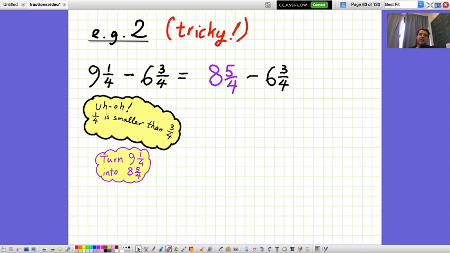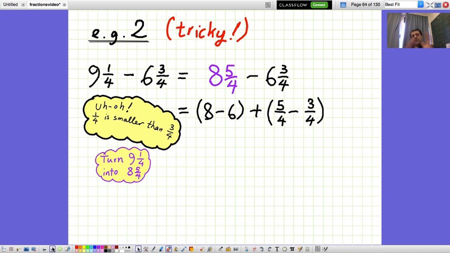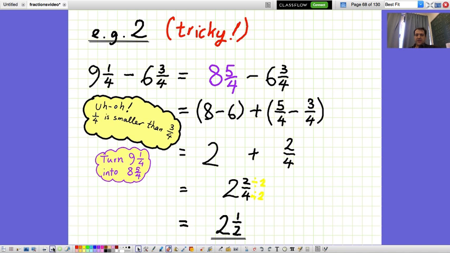Having done that, I can just do what I did before, which was to split it into the numbers and the fractions. So the 8 minus the 6, and then the 5/4 minus the 3/4. 8 minus 6 is 2, and 5/4 minus 3/4 gives you 2/4. Remember, just take away on the top, leave the bottom as it is. So that's 2 2/4. 2/4 can be simplified a bit, divide by 2 over 2, and that's the same as 2 1/2.